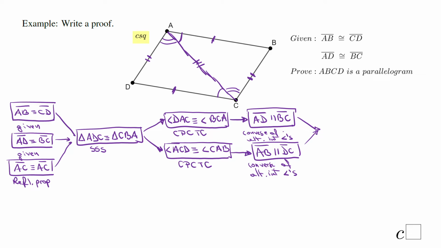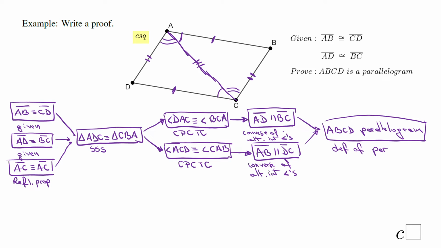Now, based on these two statements, we know we have a parallelogram, because what is the definition of the parallelogram? The parallelogram is the quadrilateral that has two pairs of opposite sides parallel. And let me box it, and the reason is definition of parallelogram, because that is the definition of a parallelogram, and that is this proof.